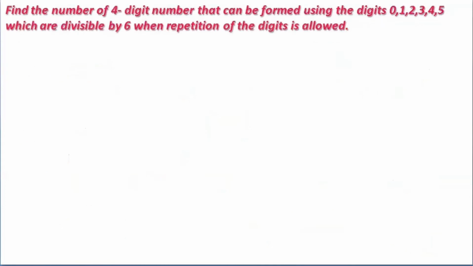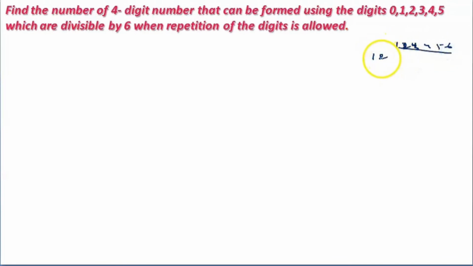Next one. Look into divisibility by 6. When consecutive numbers are given, either 1, 2, 3, 4, 5 or 0, 1, 2, 3, 4, 5, consecutive numbers, either whole numbers or natural numbers are given. Let us consider this: 1, 2, 3, 4, 5, 6 are given, 6 digits.